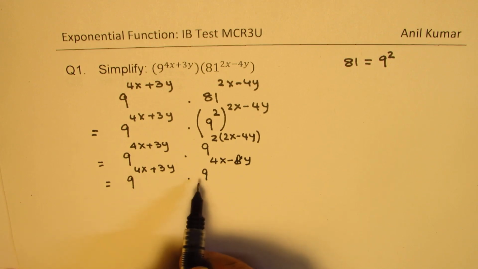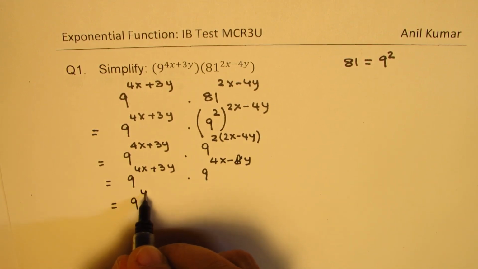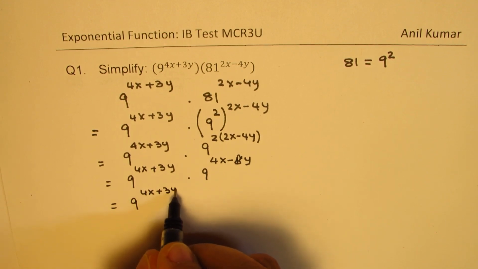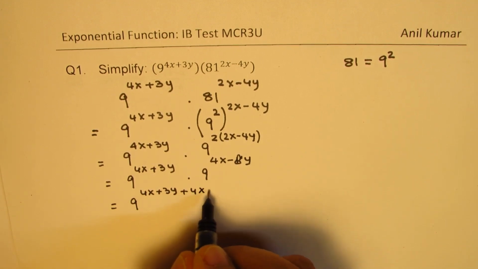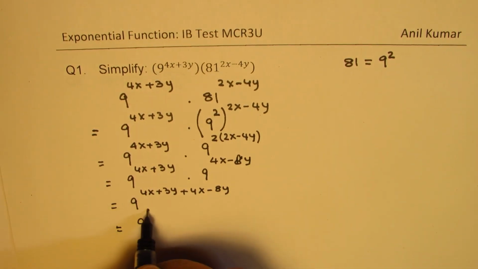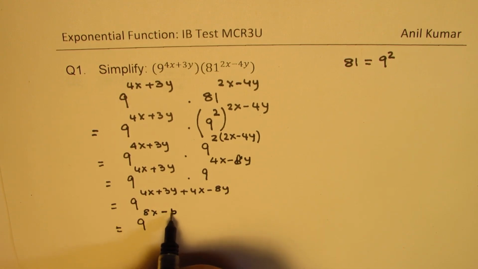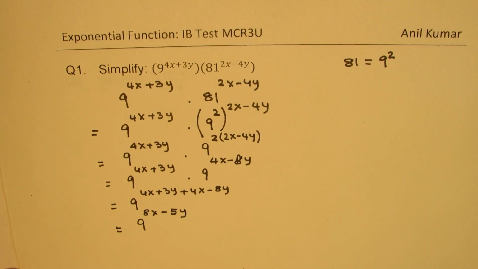Now we can add the exponents, right? So we get 9 to the power of 4x plus 3y plus 4x minus 8y. So that gives you the final result, which is 9 to the power of 8x, and 3y minus 8y is minus 5y. So that is how you can do this particular question. Important is to make the same bases.